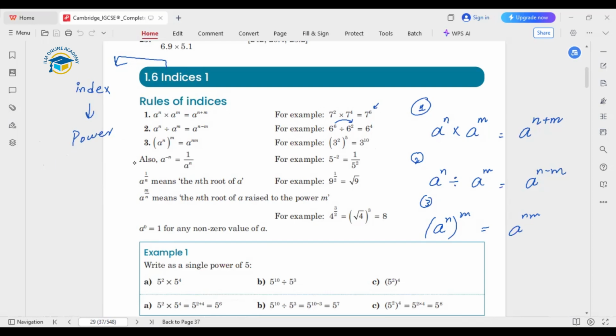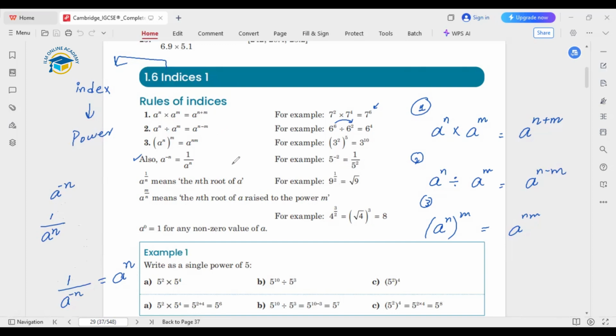The next rule that they gave us over here is basically the reciprocal power. We have a negative power here. If we have a negative power, we can make it positive and we will just bring that into the denominator. Similarly, if in the denominator I'm having a negative power and I want to make it positive, I will bring it up into the numerator. Just the way they gave us 5 raised to the power negative 2. To make the negative power positive, they just brought this power into the denominator. So they got 1 by 5 raised to the power 2.